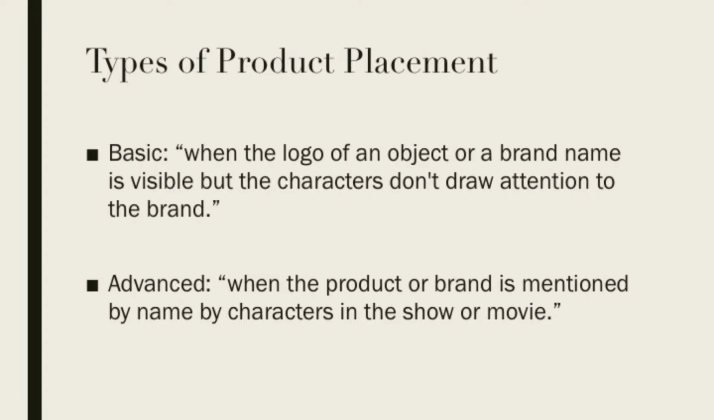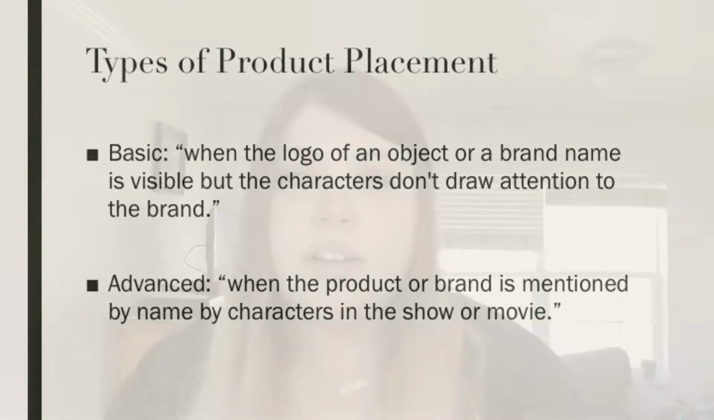For example, a lot of times in the background you will see Barilla noodles, Bernardi sauce, Sun-Maid raisins, the occasional Ocean Spray bottle. It just depends on what they're eating. Oreo cereal back in the day. So advanced product placement is when the product or brand is mentioned by name by characters in the show or movie. In Friends, there's an entire episode that focuses around Pottery Barn. They say the name, they go to the store, they purchase things off of it, and the entire episode is about Pottery Barn. So this would be an example of an advanced product placement.